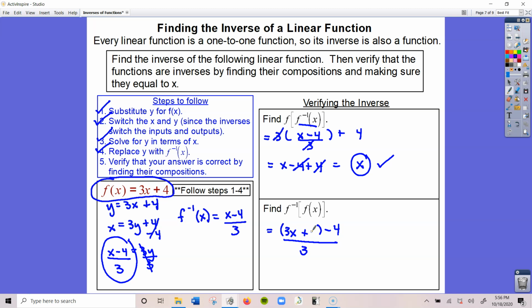So 3x plus 4. First in the numerator, the 4's can cancel. So this leaves me with 3x over 3. And now these 3's can cancel, and I'm left with x. And since both of my compositions are equal to x, this means that my answer was correct, and I did indeed find the correct inverse.